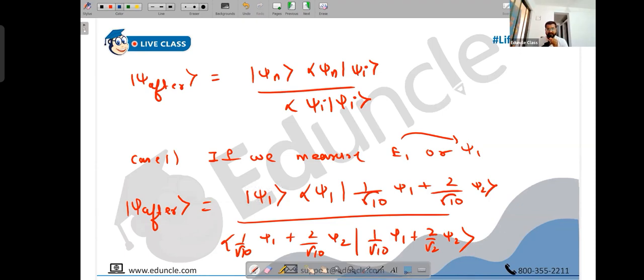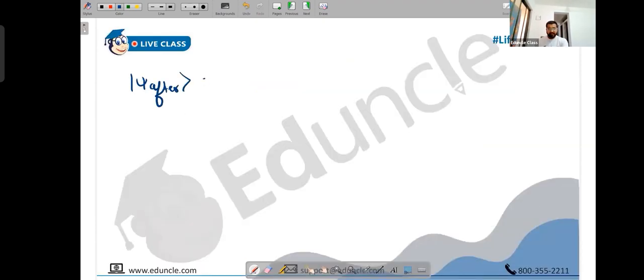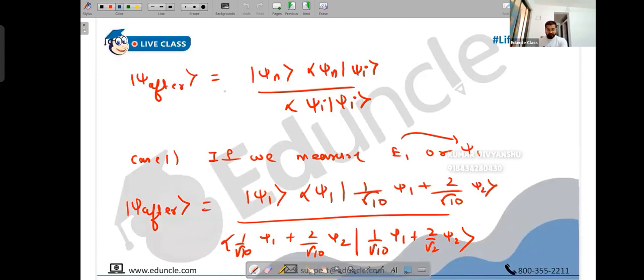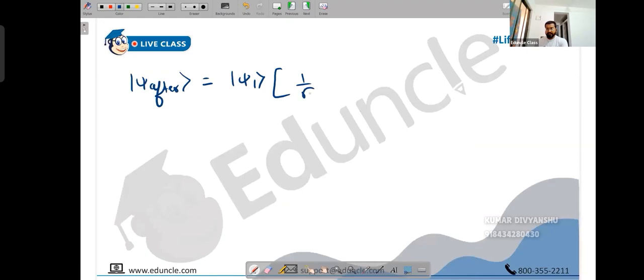Any questions, anyone, anywhere? Let's calculate. So what do we have? Psi after is equal to psi 1 will multiply with psi 1. Psi 1 and psi 2 will become 0. So we have psi 1 into psi 1 will be 1, orthonormal basis, and left with 1 upon root 10. And psi 1 psi 2 will become 0.